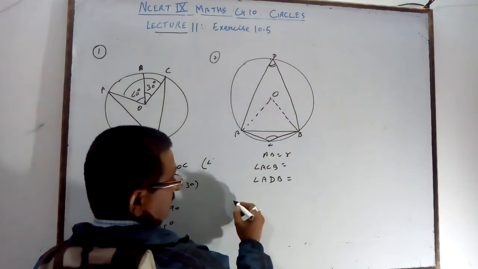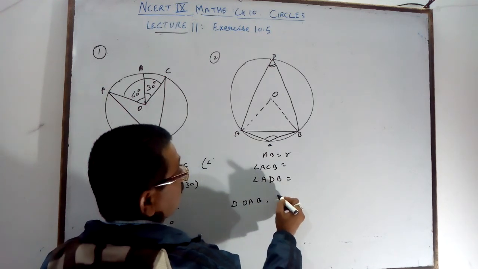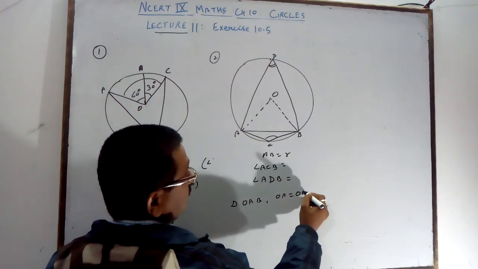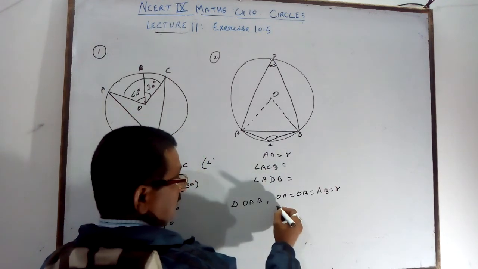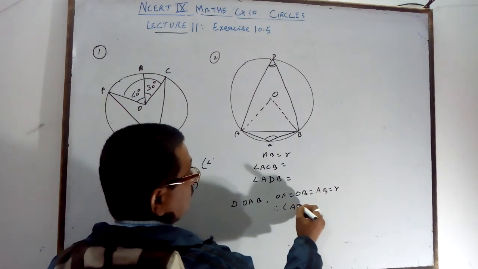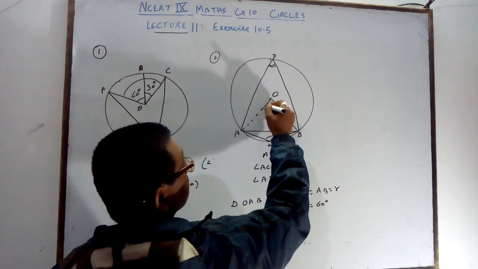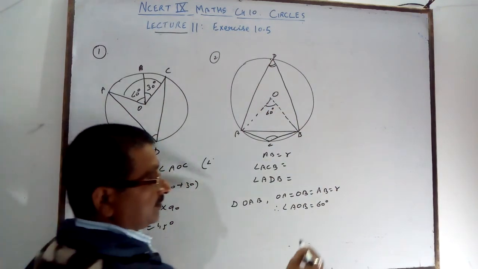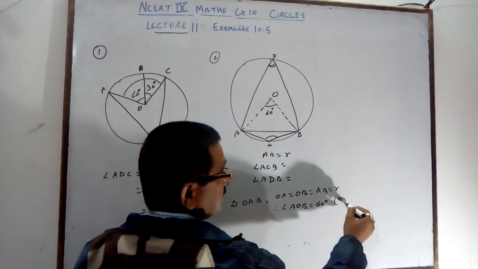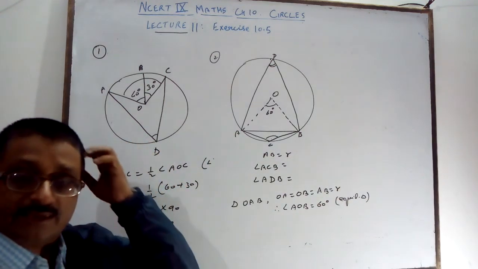First you find out in triangle OAB, OA is equal to OB is equal to AB is equal to R. So angle AOB is equal to 60 degrees. Why? Because of the equilateral triangle. In an equilateral triangle, each angle is 60 degrees.